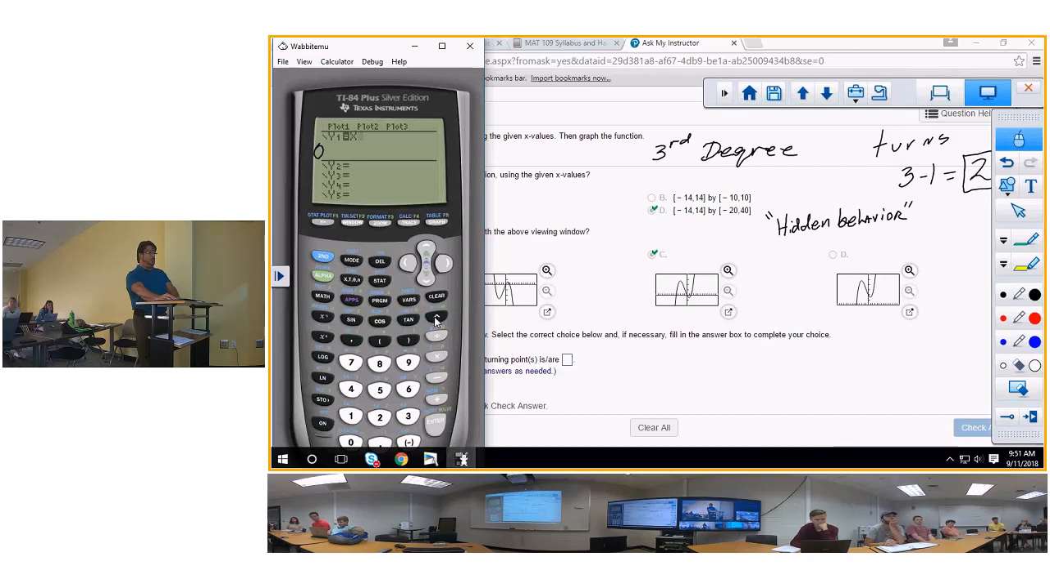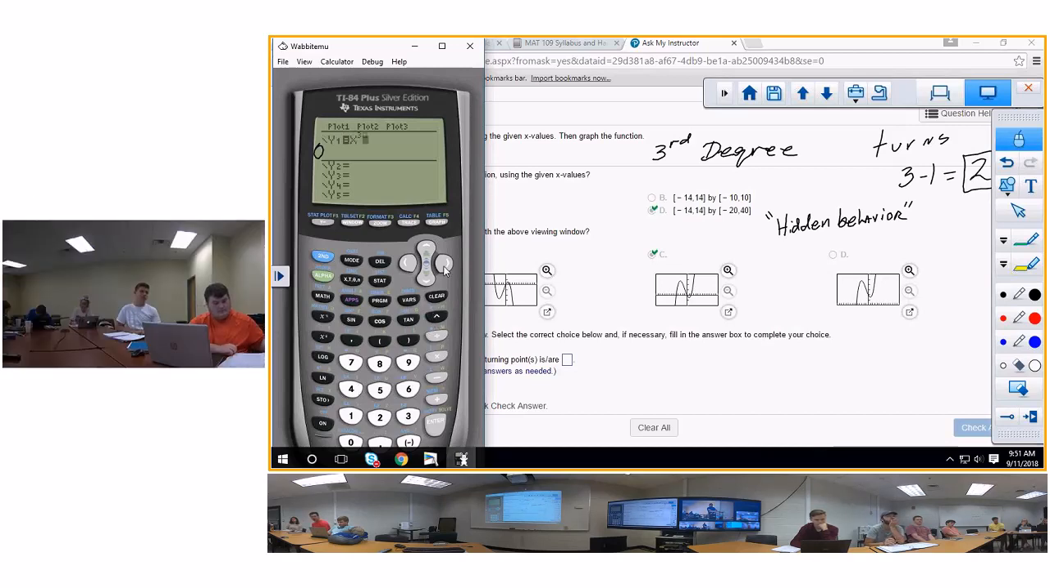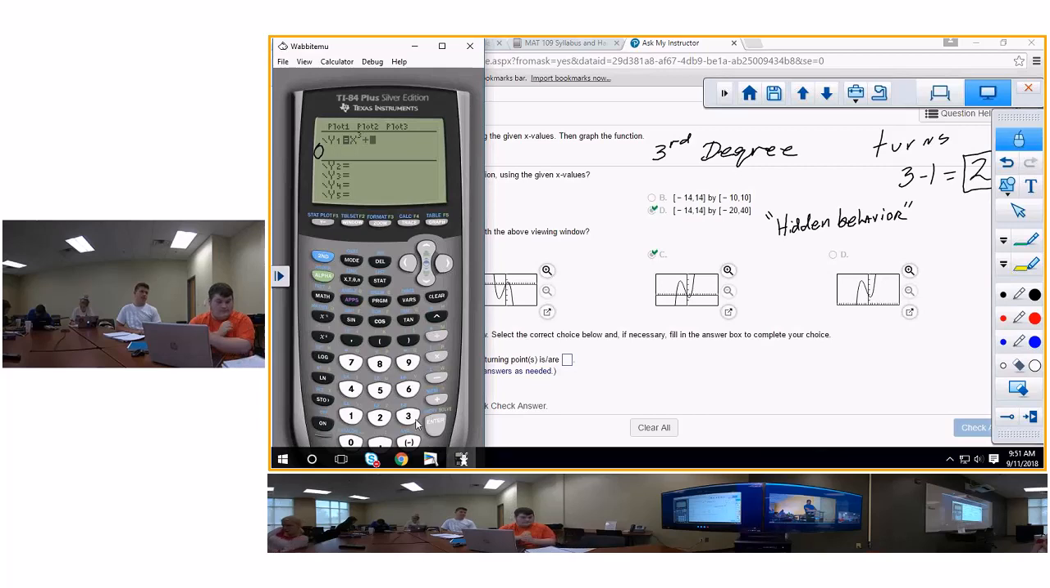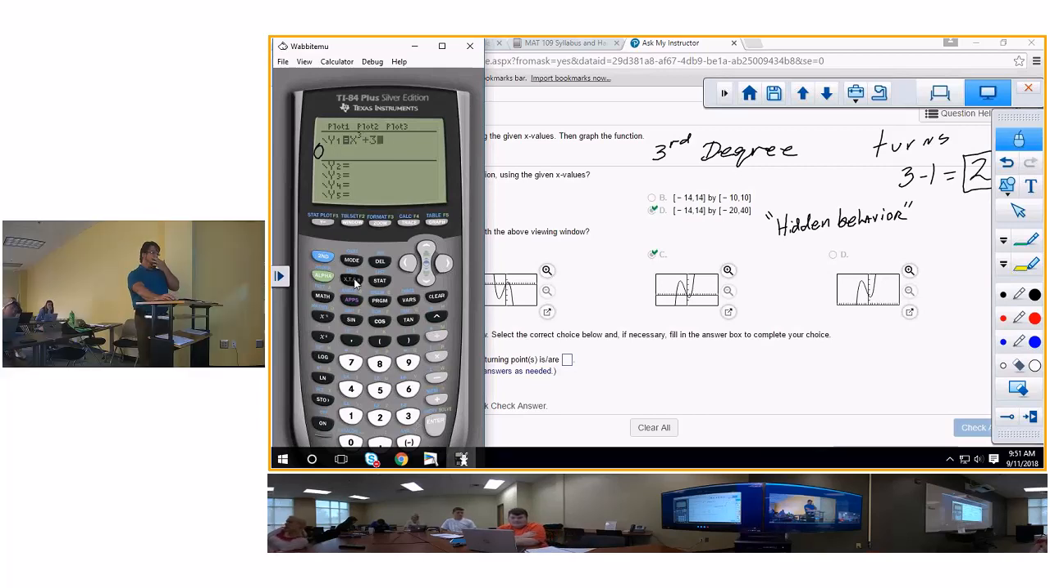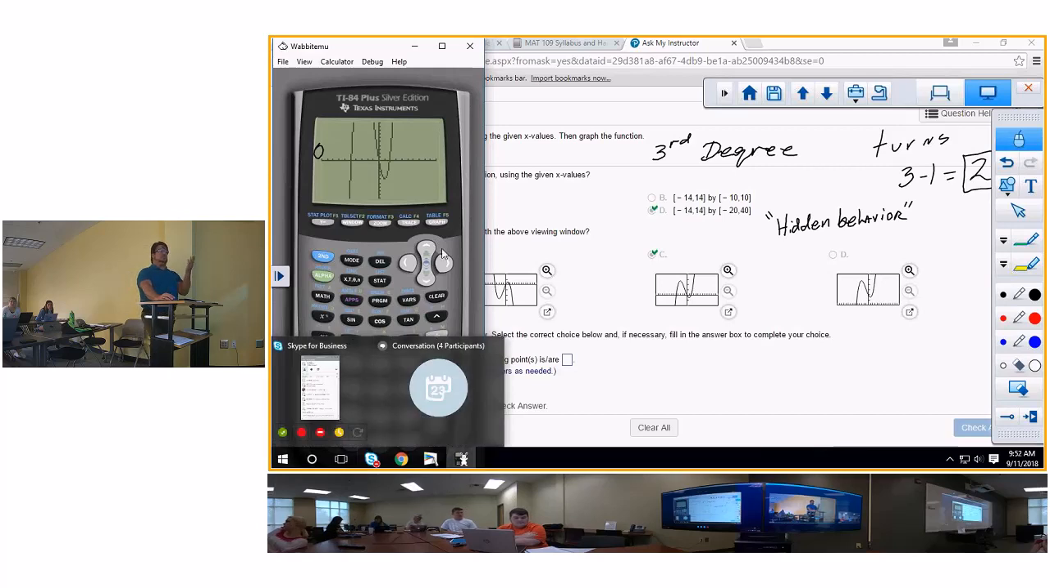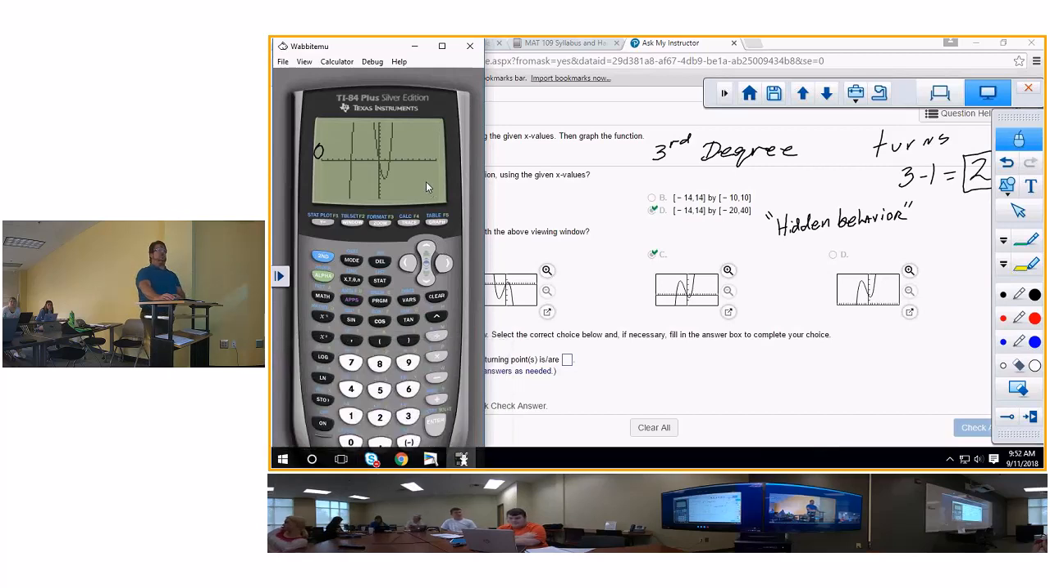X cubed plus what? 3x squared plus what? Minus 9x. And graph it. And you see there's one prime example, you got 1 turn. Well, you know it turns somewhere else. So you got 2 zooms.